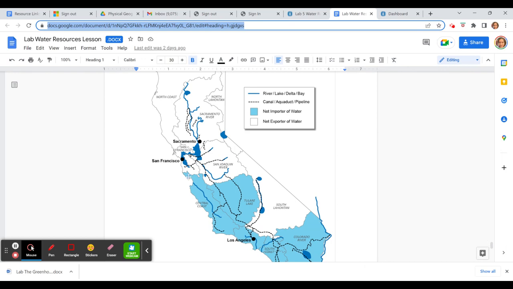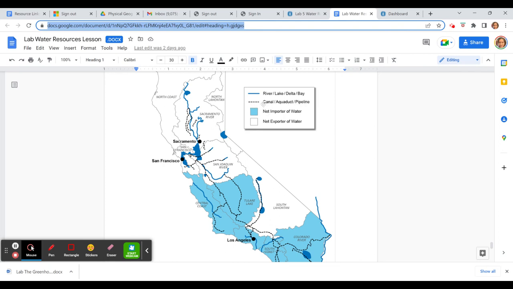Down here, you will notice this is a map of California, and in blue, this is a net importer of water. So this means that all of the areas that are shaded in this blue actually bring in their water from other areas. How do they do this? They do this from canals and aqueducts and pipelines.